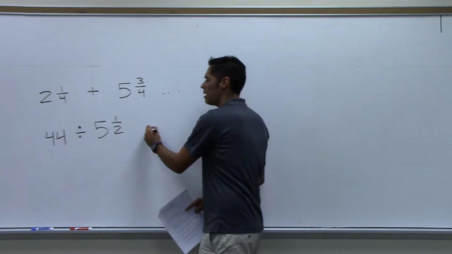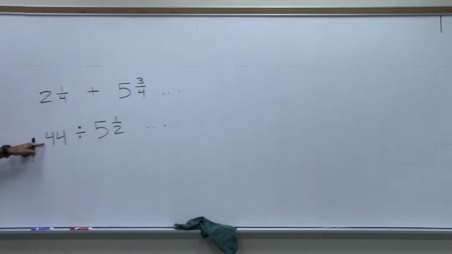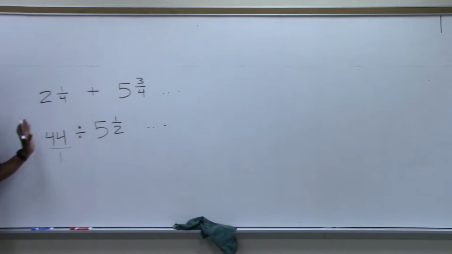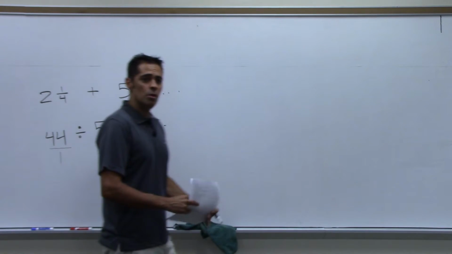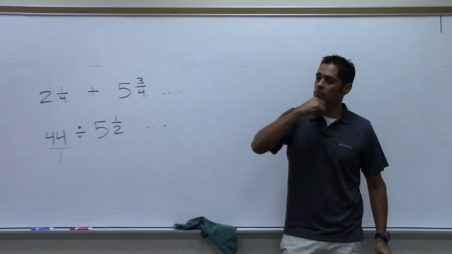Again, I'm not going to do that. I will give you one hint. The 44 is going to need to be turned into 44 over 1. And then you turn this one into an improper fraction, and then flip, multiply, and you should be there. Questions on what you would do with that? Any questions on the interpretation of the problem?